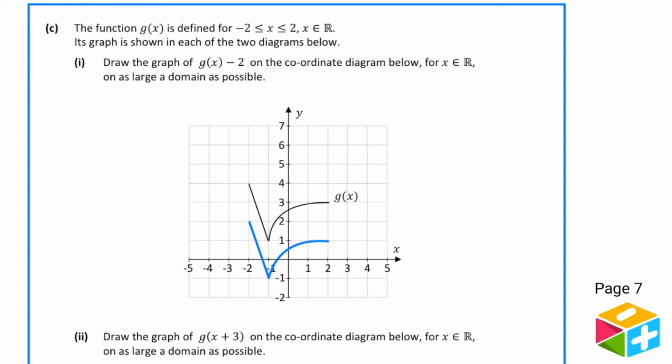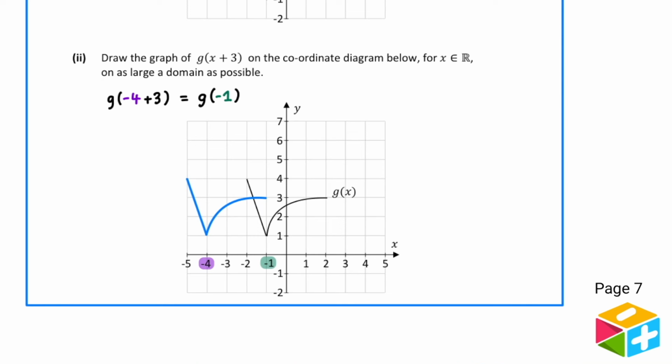In part C(i), we're asked to consider g of x minus 2. The effect of this minus 2 is that it decreases the y value by 2 in every location. In other words, we need to shift our function downwards by 2 units. This results in the blue curve I've drawn in here.